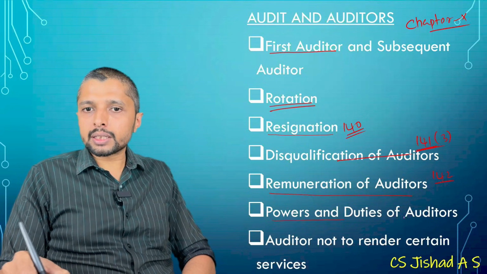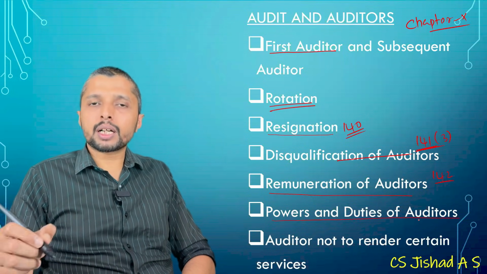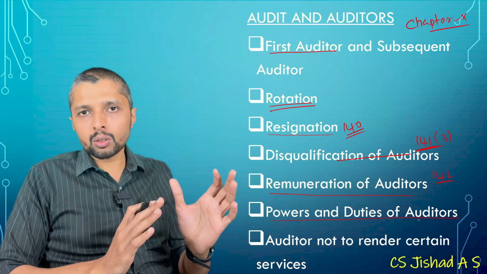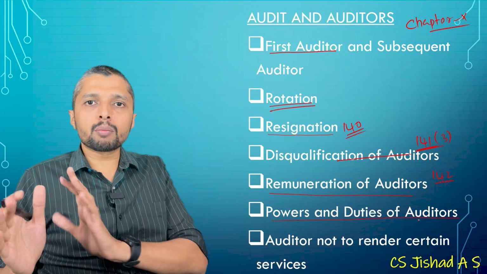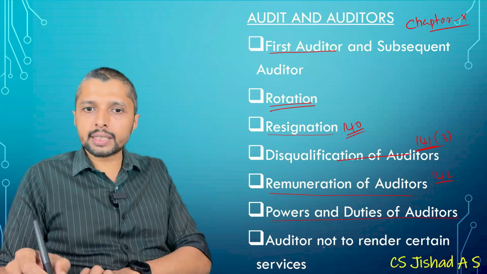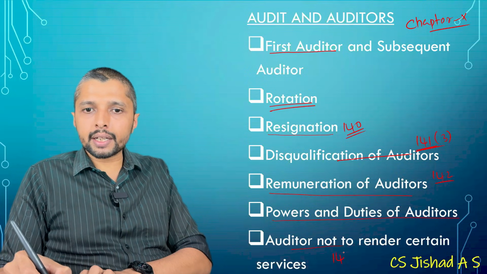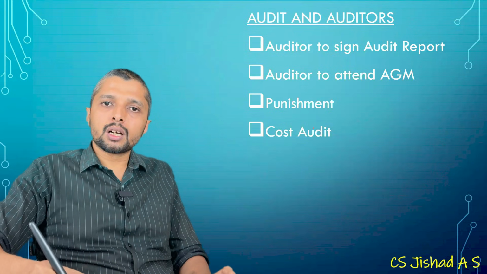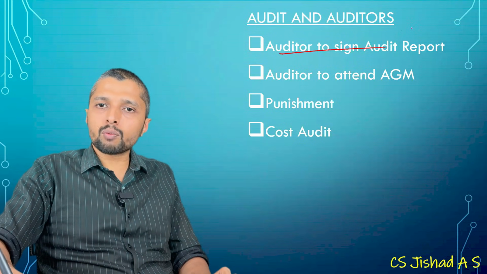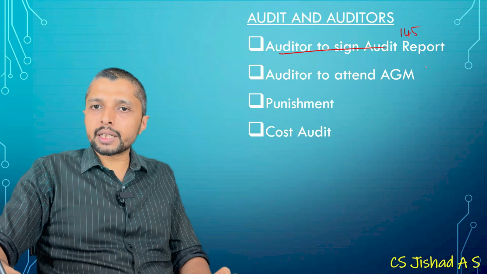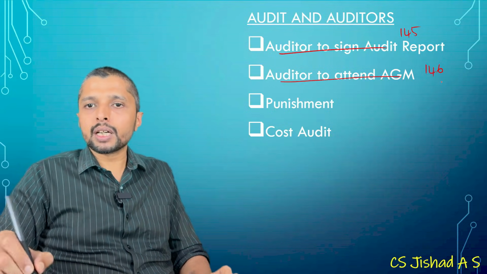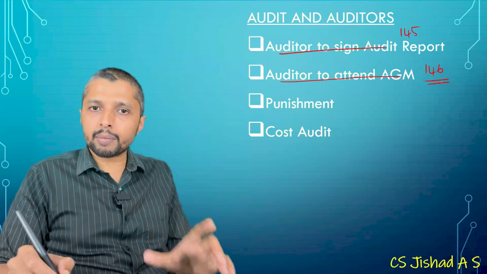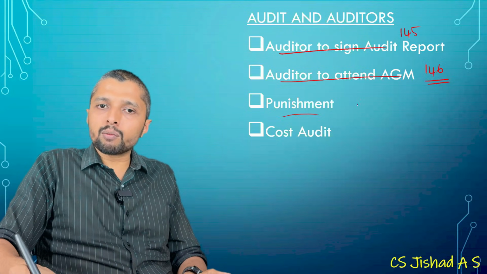Then powers and duties of auditor, 143; you have reporting of fraud also. Less than 1 crore, you will report to the board of directors. 1 crore or above, you will report to the secretary MCA, which is commonly known as the central government. Auditor not to render certain services in 144, such as accounting, internal audit, etc. Auditor will have to sign the audit report, 145. Auditor or representative will have to attend AGM. The representative, if attending, should be a CA in practice. Then punishment is specified in 147.